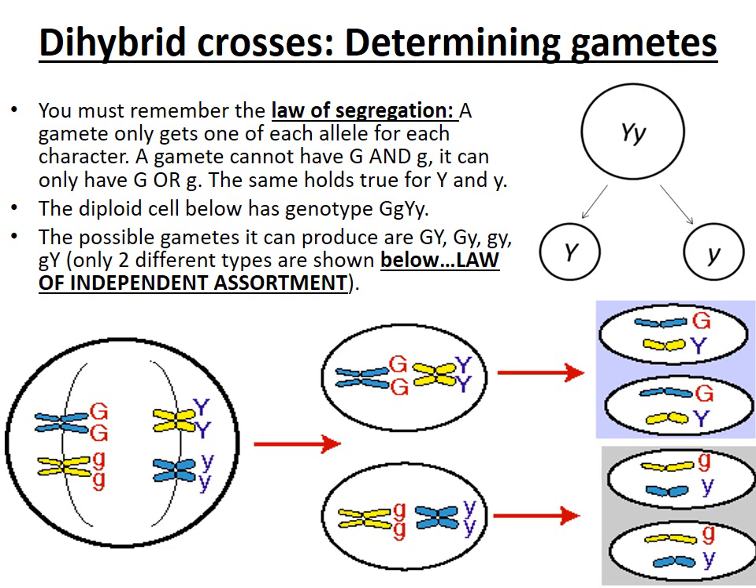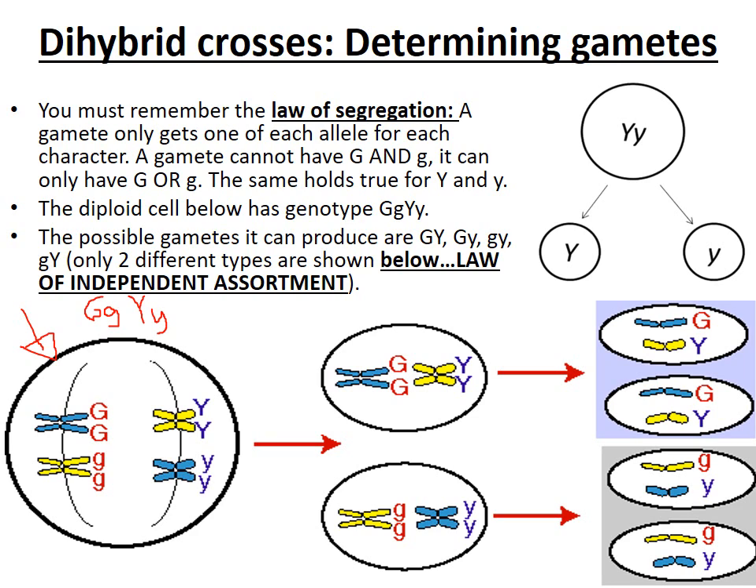So let's take a look at why those alleles for a given character end up in different gametes. Here we can write down the genotype for our picture over here. So we have big G, little g, that's for one of the characters. And then the other one is big Y, little y, that's for the other character that we're looking at.